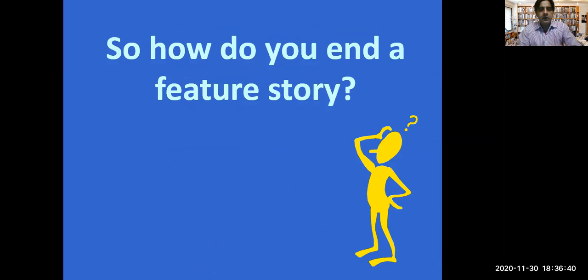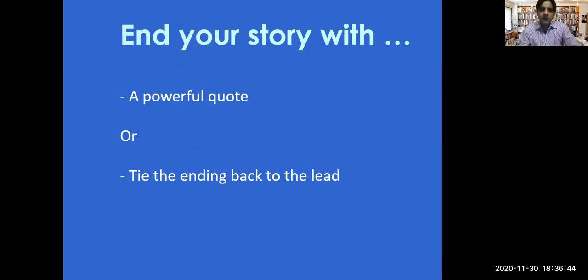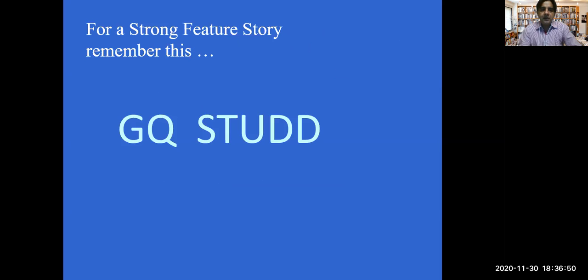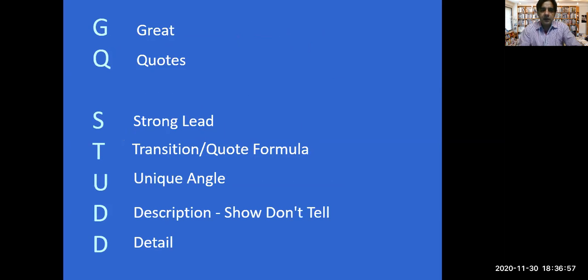Next thing is how you end your story. This is very important. End your story with a powerful quote or tie the ending back to the lead. All right. For a strong feature story, remember this formula: create quotes, strong leads, transition quote formula, unique angle, description, and detail.